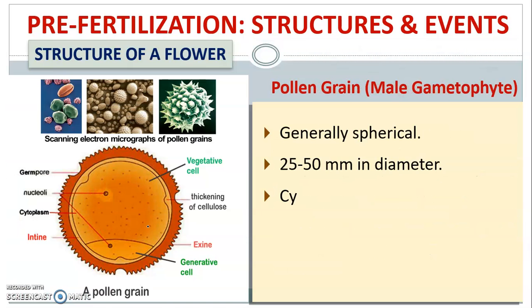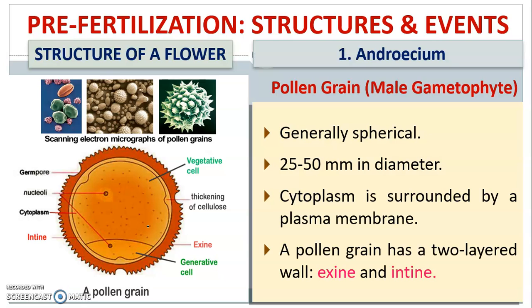Now the pollen grain, that is the male gametophyte. We can say generally it is spherical in nature, a ball-like structure, and 25 to 50 micrometers in diameter. And very special thing, this pollen grain has a two-layered wall, exine and intine. So you can see this is the outer layer which has hook-like structures. It is the exine, and the inner layer is the intine.